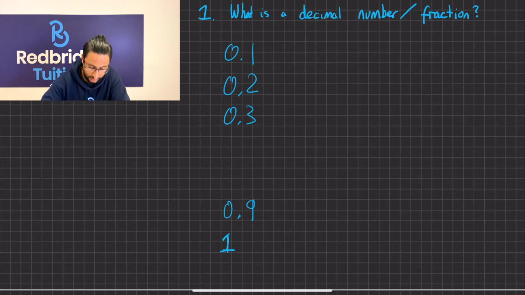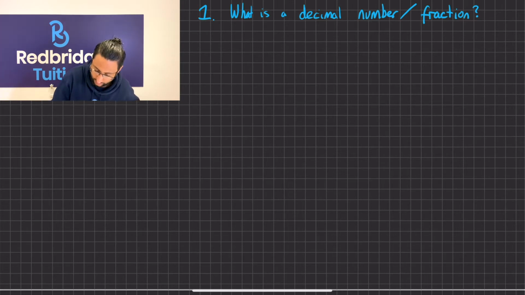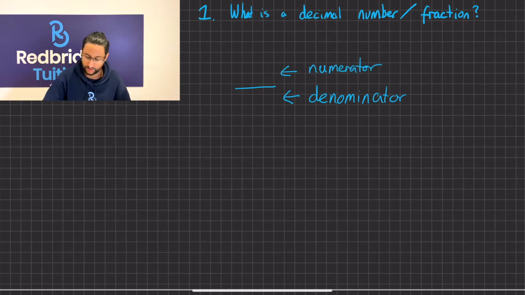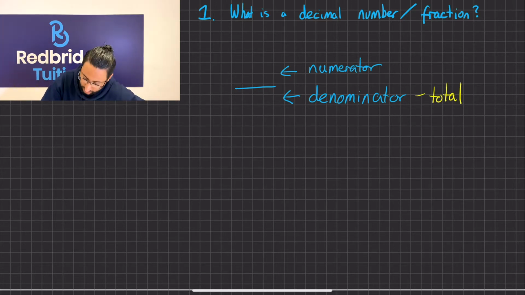Fractions are divided up into a denominator and a numerator. So your denominator is the bottom number and your numerator is the top number. The bottom number tells us the total. In other words, how many pieces are we dividing this into? The numerator tells us how many we have out of that total.